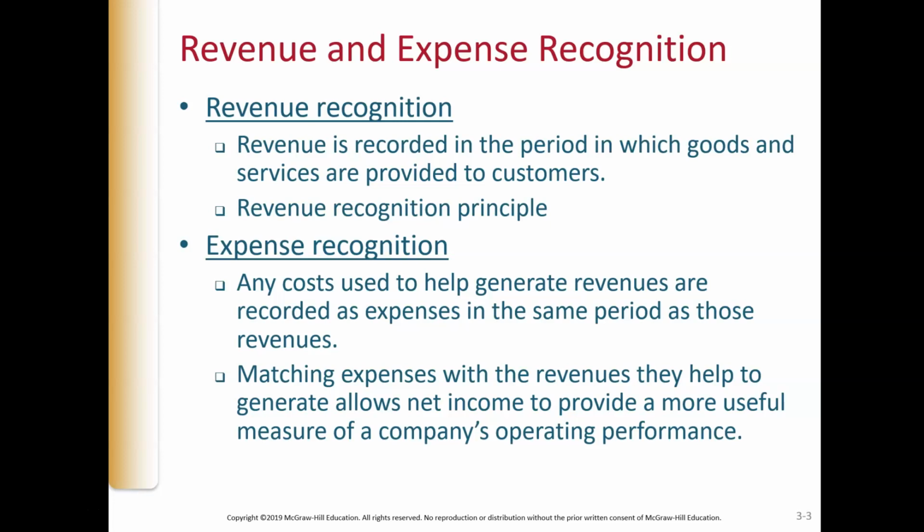And we follow the same rules for expense recognition. Expense recognition is when we have the expenses follow the revenues. In other words, any costs that were used to help generate those revenues, we record as expenses in the same period in which we recorded the revenues. So we match our expenses and revenues. It's called the matching principle.